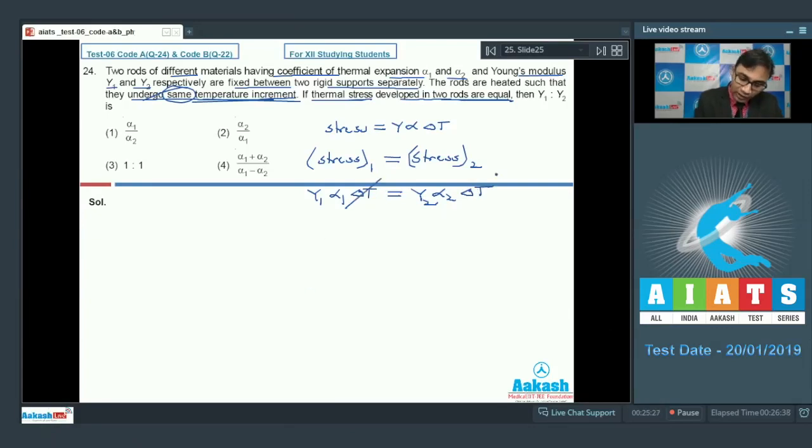So delta T will cancel out. So we can write y1 by y2 will be equal to alpha 2 by alpha 1. So we can say that our second option will be the correct choice because we have to calculate y1 by y2. So let's move to the next question.